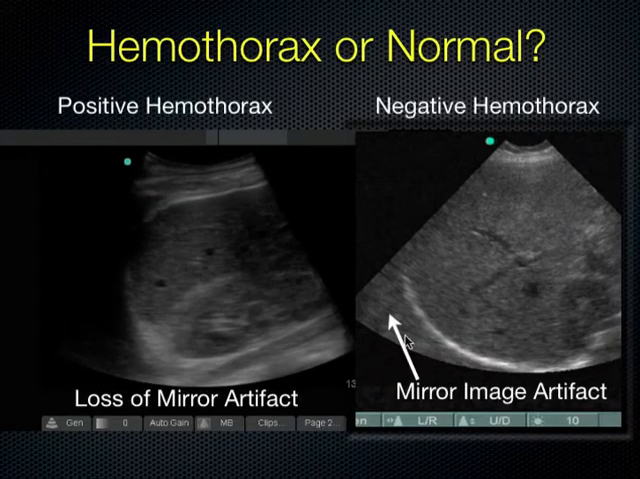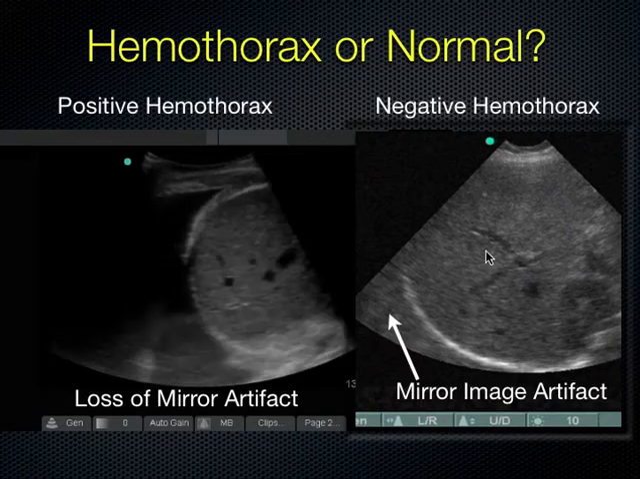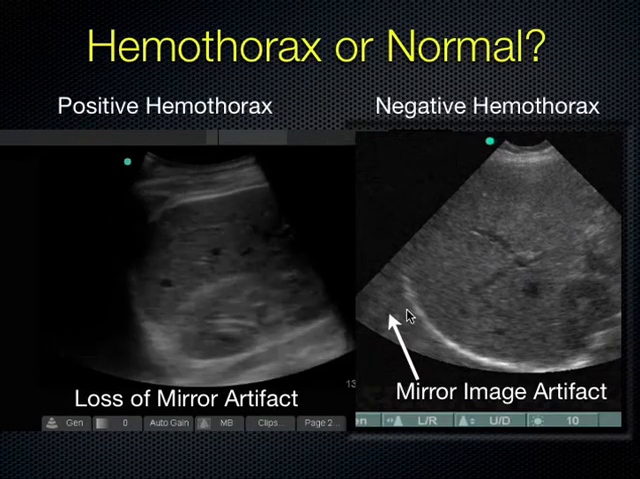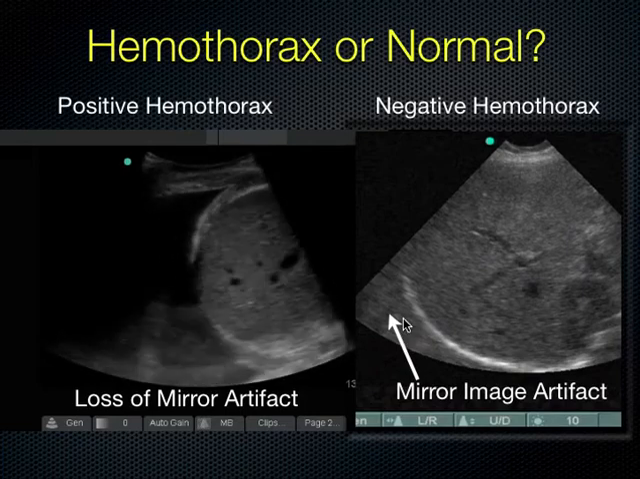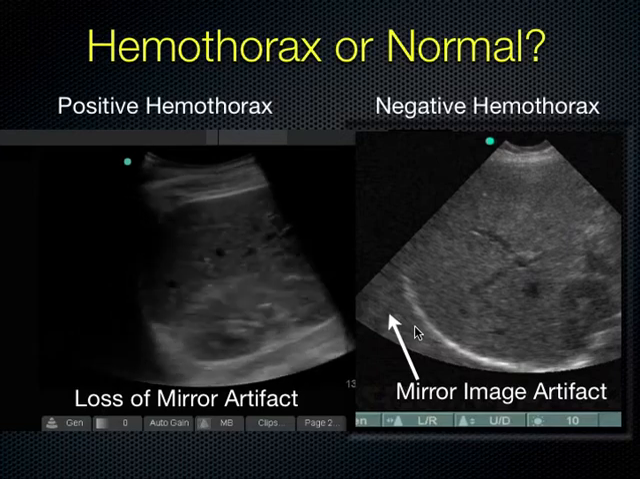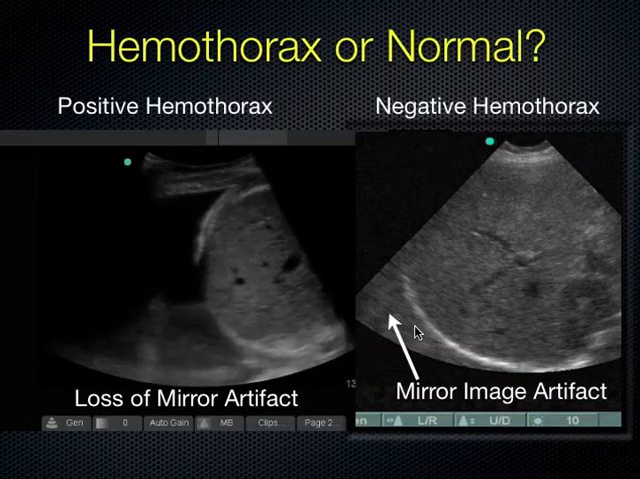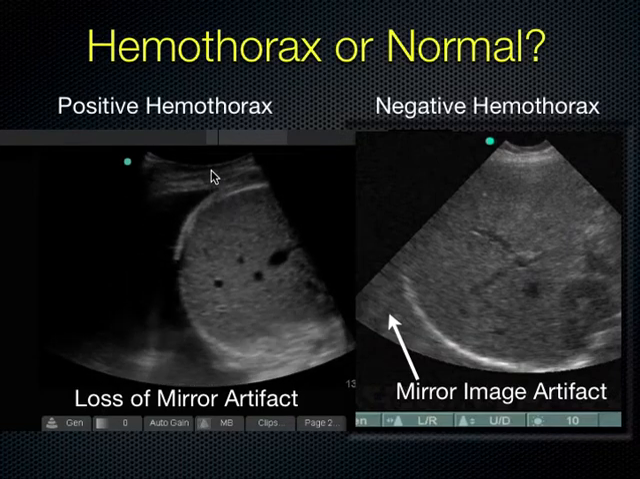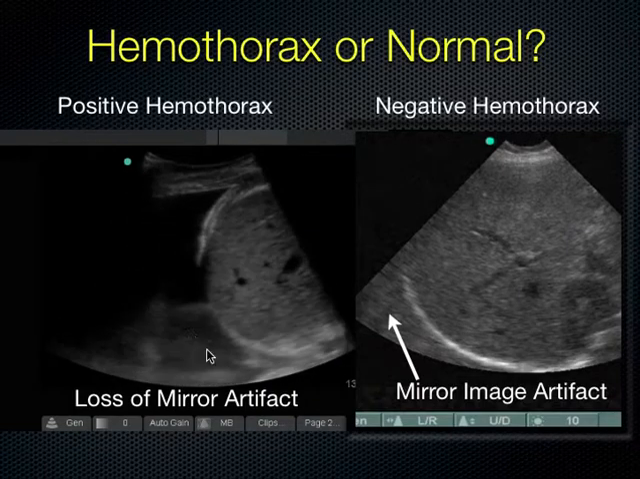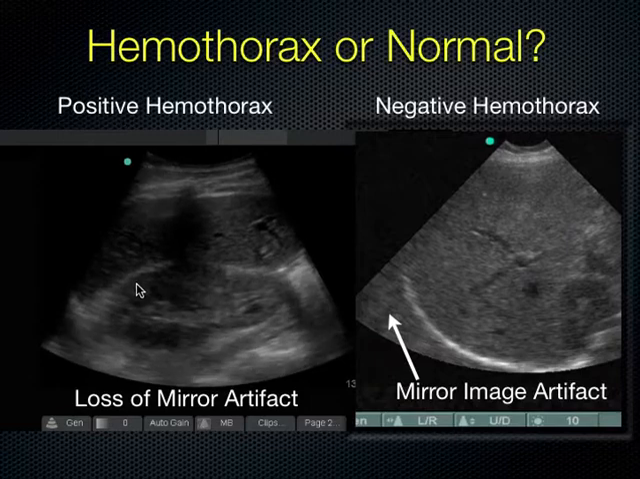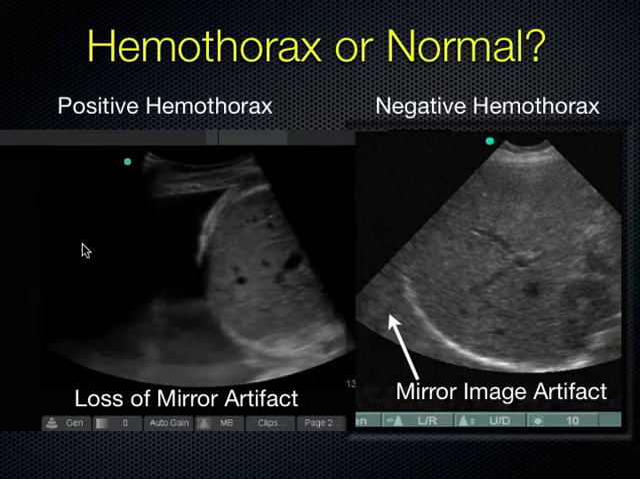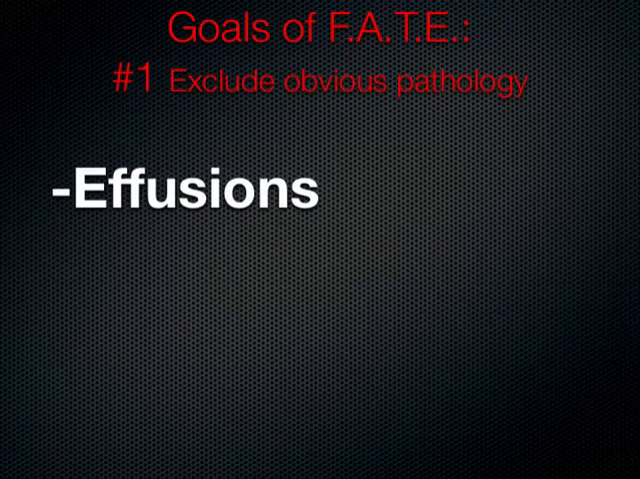And so what we see is the mirror image of the liver up in the chest as it's reflected off the diaphragm. That's normal. That's what we expect to see on patients. And that's the mirror image artifact. It's a very powerful artifact because it tells us there's no fluid, blood or fluid in the chest. But when we lose that mirror image artifact, then we see all this fluid up here in the chest. That's what a hemothorax or pleural effusion would look like. It's the absence of the mirror image artifact.